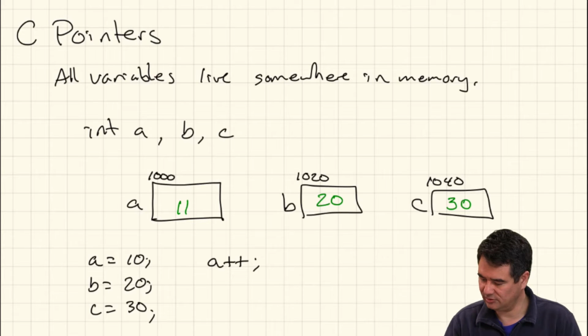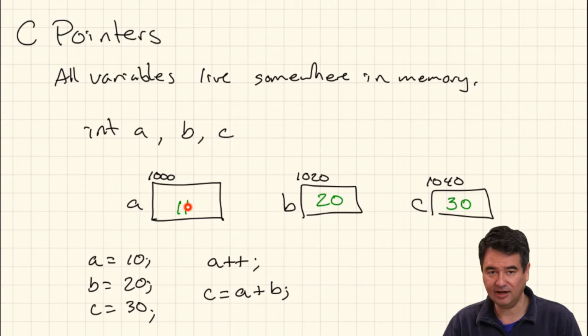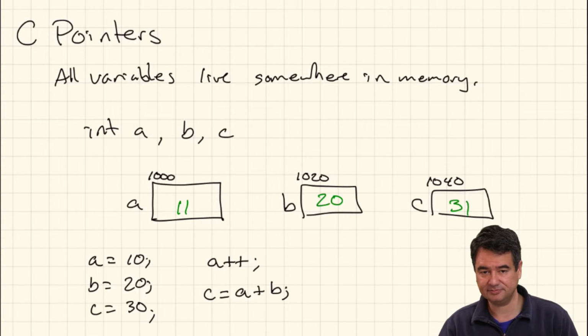Maybe we can do one more. If we do something like C equals A plus B, that means go into the A box, copy the value out of there, go into the B box, copy the value out of there, and then add them together, and then put the calculated value in here. So we would take 11, add to it 20. The result would be 31. So we put 31 in there. Okay?